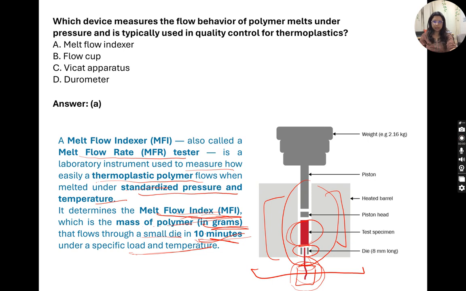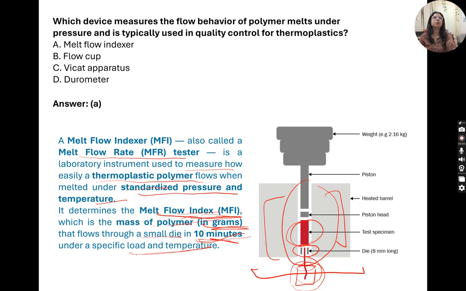So that's how a melt flow indexer works and can be used for quality control of thermoplastics generally. And why does it say only thermoplastics and not thermosettings? Because the melting of thermosettings is very difficult, whereas thermoplastics can always melt and can be used in melt flow index and can also be recycled.